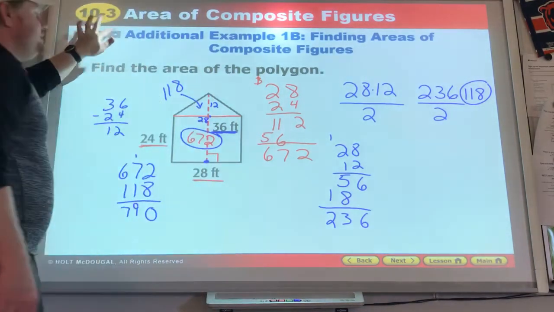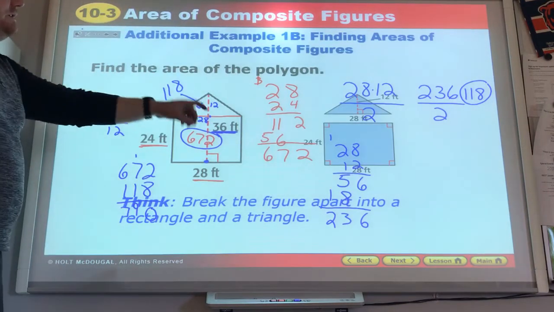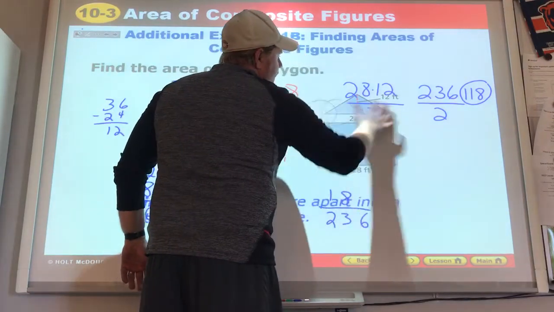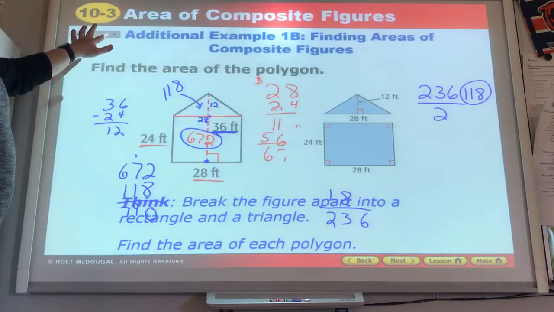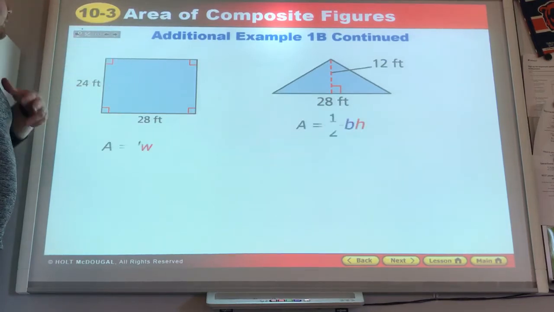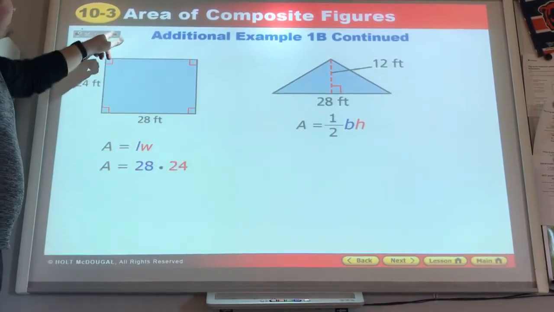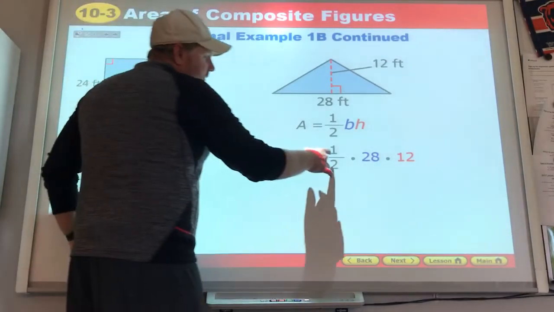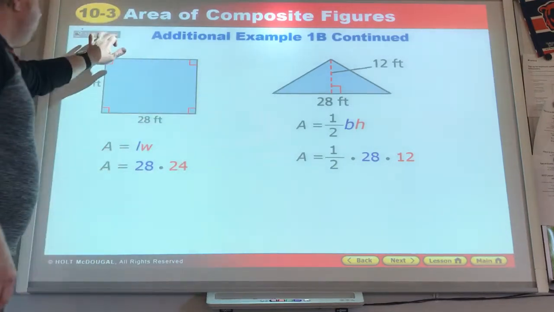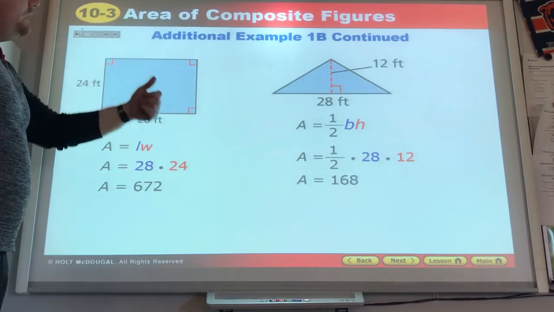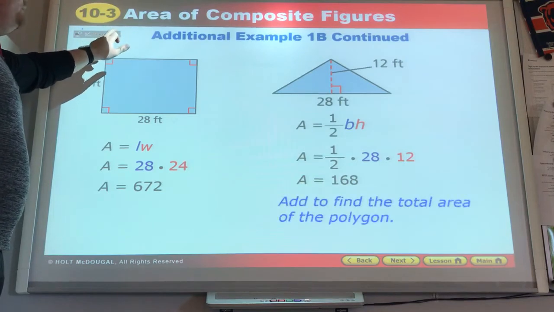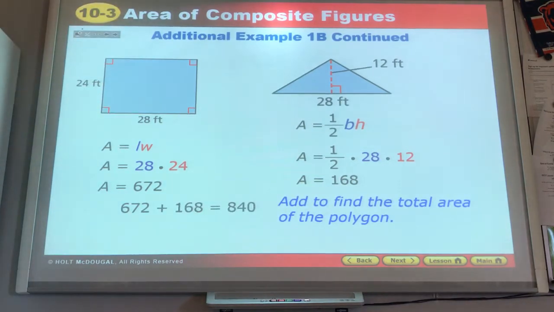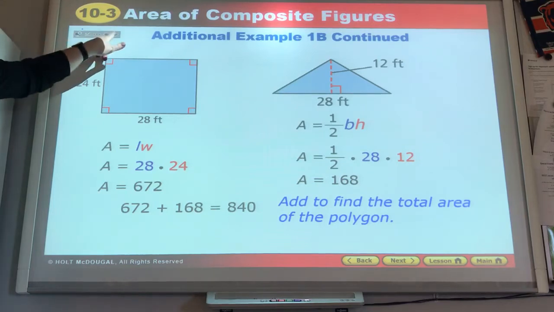All right. Let's go ahead and see what they did. We're going to take the figure apart. Do you see how they took it apart? They got that part is 12. Hey, we did that. And they got a rectangle. Okay? So now they want you to find each shape. Length times width, 28 times 24. 28 times 12 times 1/2, which is the same as dividing by 2. 672. 168. Oh, it looks like I made a mistake with my multiplication. All right, we add those two together and we get 840 because Mr. Palm can't add. Wonder where I went wrong. I made a mistake. Okay, they happen.